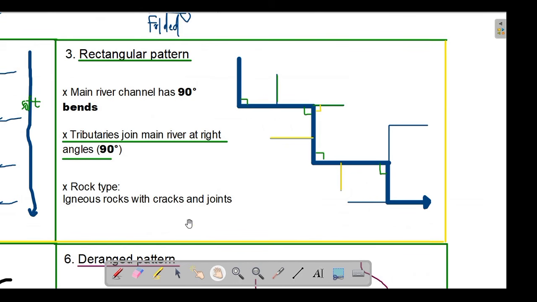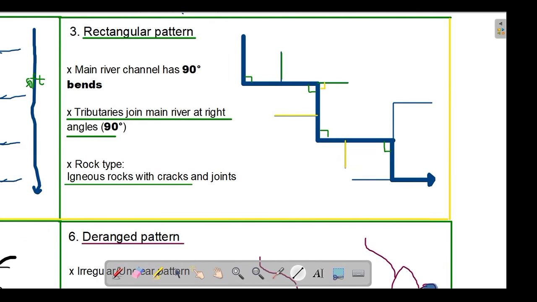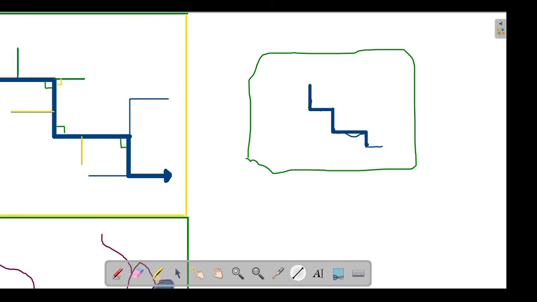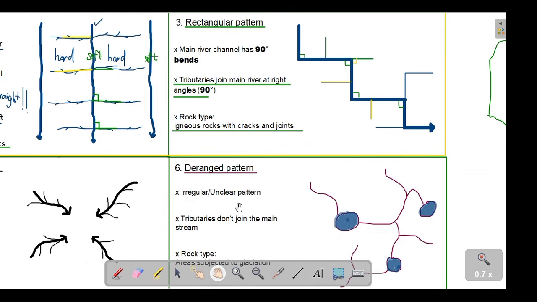Okay. Right. The type of rock is igneous rocks with cracks and joints. So you have a particular igneous rock. Okay, let's say that's an igneous rock, and then it has faults. It has maybe a crack there. So it has cracks and joints. Okay, that faults, right? And now you start forming the main river along those joints. When it rains, the joints become wider and wider. There you go. Now you have formed a rectangular pattern. Okay. Right. Okay. Hope you get that.